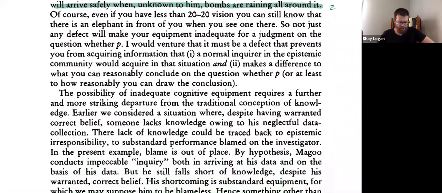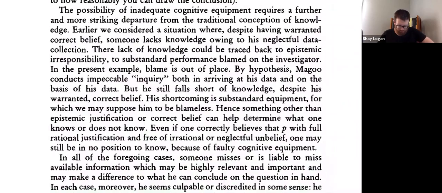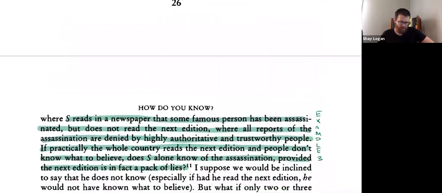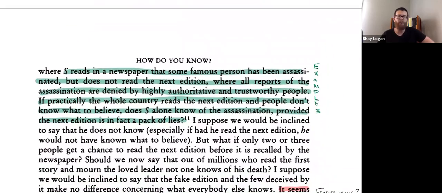The third sort of example that Sosa considers is this newspaper example. And so the way it goes here is you've got somebody, let's suppose it's me, and I read a newspaper, and in the newspaper it says some famous person has been assassinated. I don't know, Elon Musk has been assassinated is what I read in the newspaper. And then in the next edition, the very next day, the newspaper comes out and says all of those reports of Elon Musk's assassination were lies and false. But it turns out that the second edition was in fact incorrect.